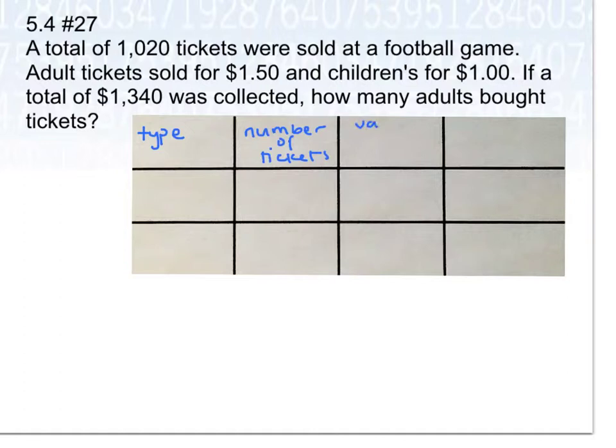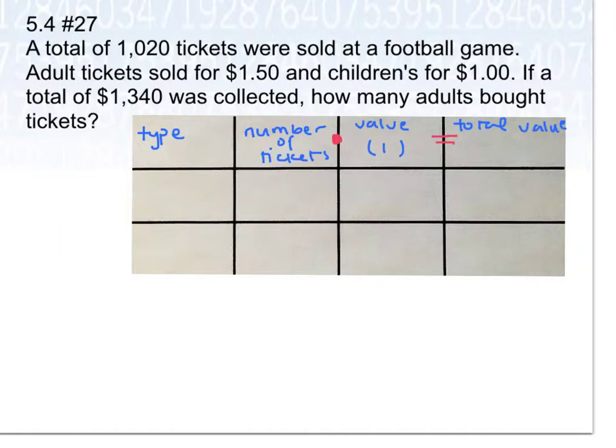the value of a single ticket, and the total value from that ticket. Now remember, whenever we're trying to do ticket problems, we always remember that the number of tickets multiplied by the value of a single ticket will give you the total value from that ticket.